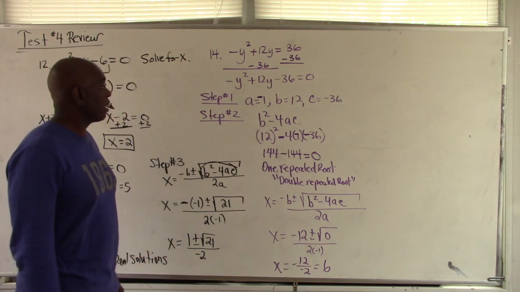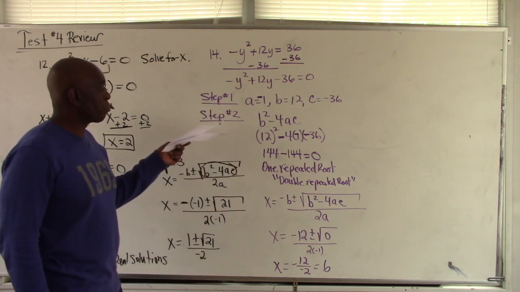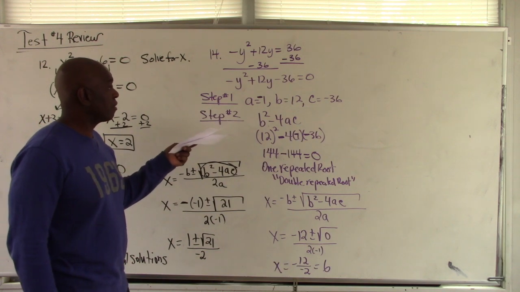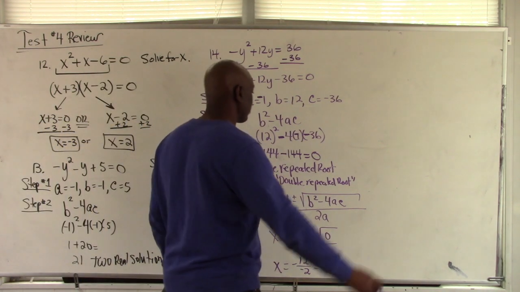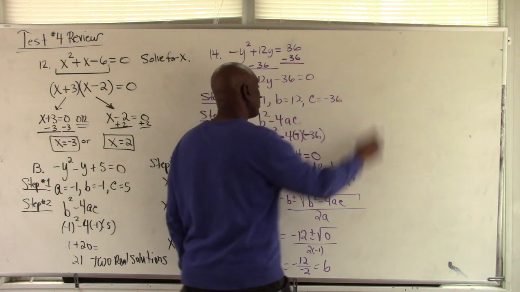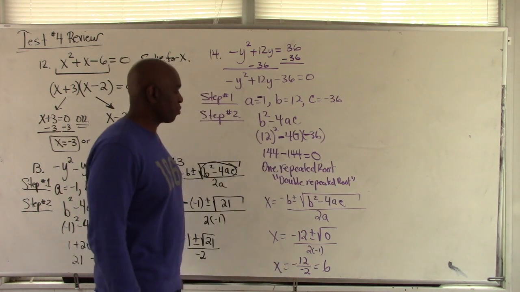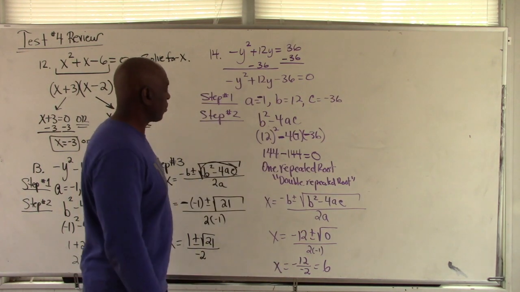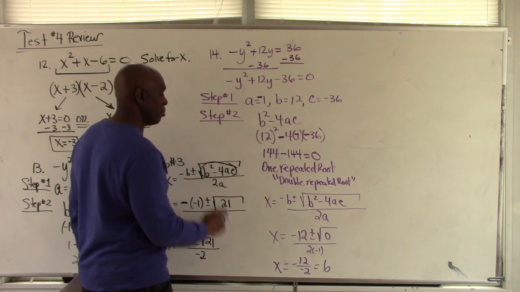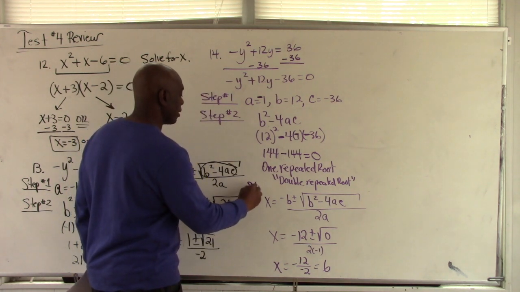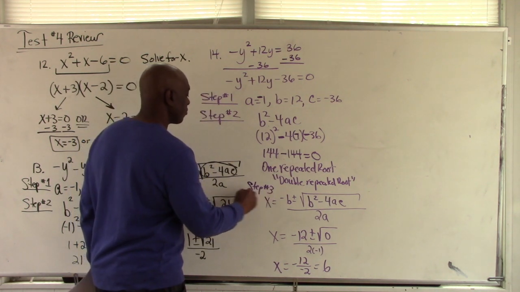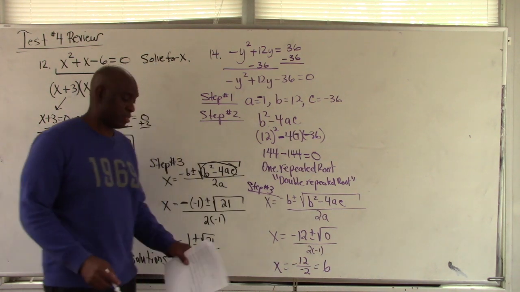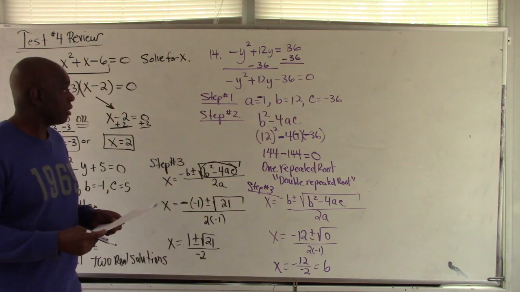Positive 6. Another way you could have done this problem, right? Watch this. Well, I wouldn't give you the nature of the roots, but that's good. Stick with this. Because you have to show step 1, step 2, and then this right here is step 3. All right. Step 1, step 2, step 3. That's 14.